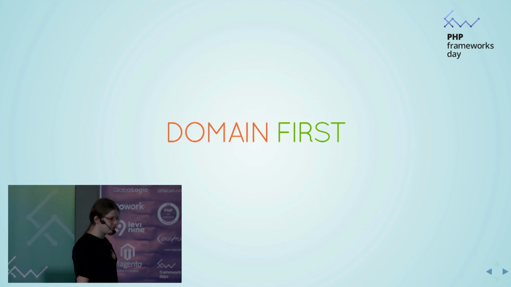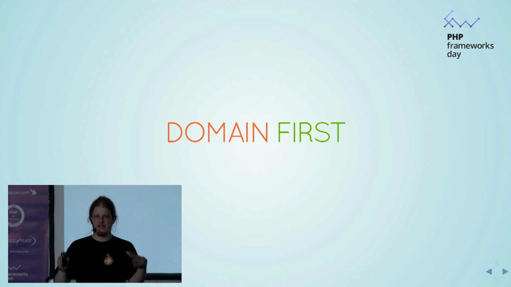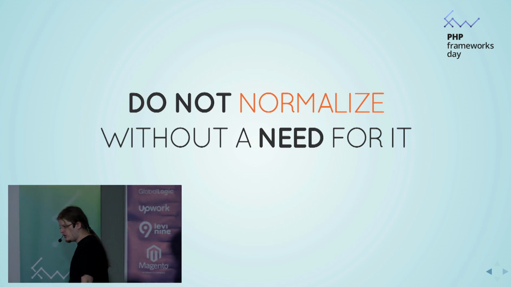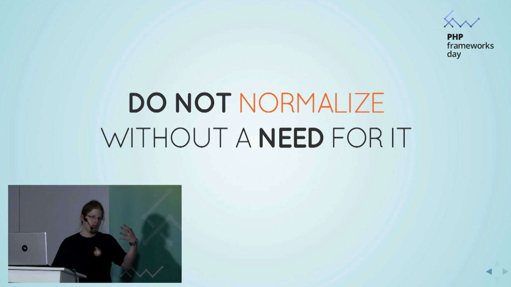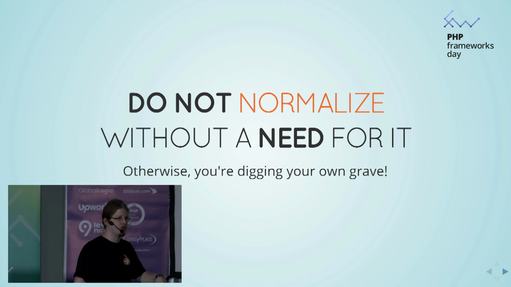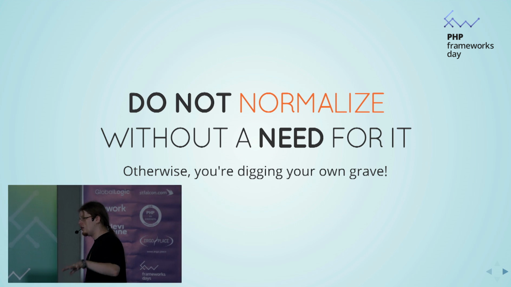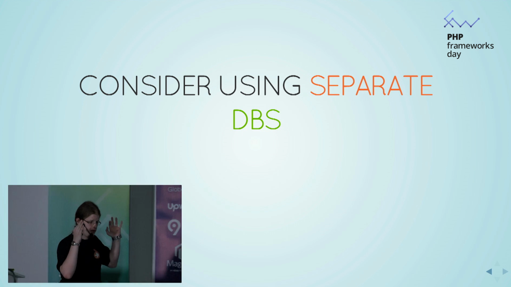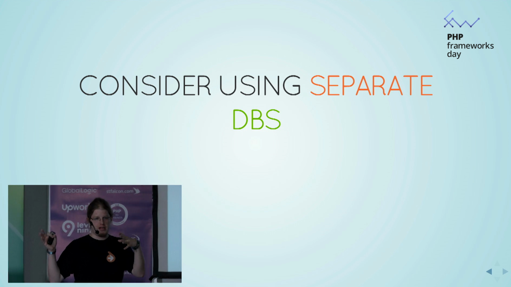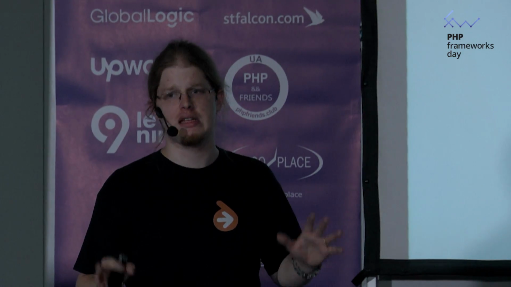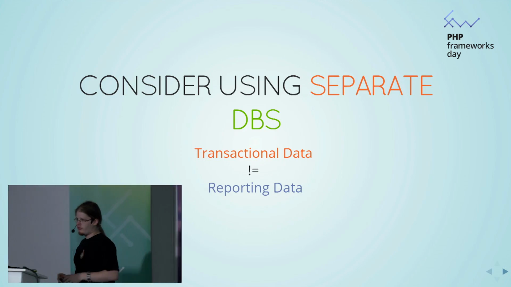So let's recap. Domain first. First, write code that fits your business scenario as entities. Do not normalize stuff if there is no need to. Generating IDs on the client instead of the database is better, for example. Right? You're only digging your own grave if you normalize too much because you are reducing the flexibility of your system. And please consider using separate databases for reporting and for transactional applications. An OLTP application and an OLAP application do not need to share the same database. You do not need to run the same queries on one giant database. It's a big mess. Right? Transactional data is not your reporting data.